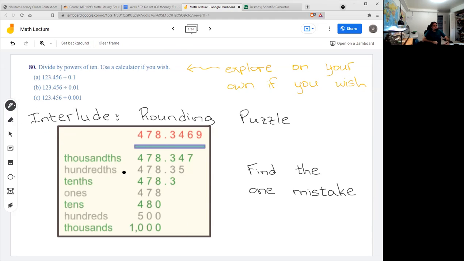If it's not obvious, let's just check them. Did the thousandths round correctly? Should the 6 have changed into a 7? Yes, this 9 is 5 or more. The 6 changes to a 7. That one's good. How about the hundredths? Should this 4 have changed into a 5? Yes, the 6 is 5 or more. The 4 goes up.